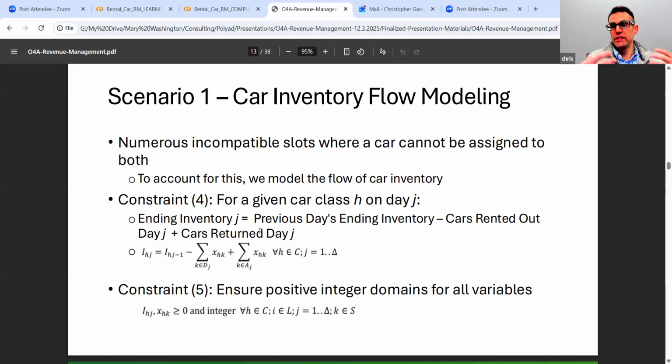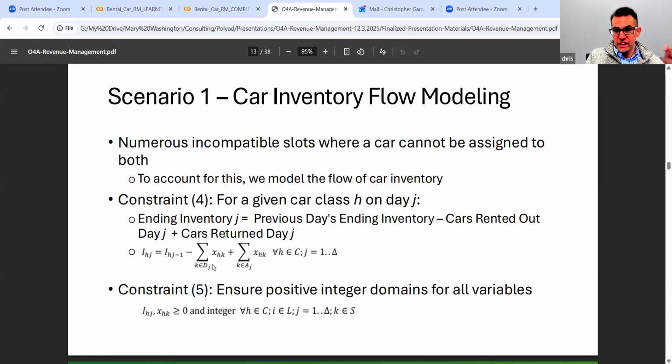Okay, and this is going to give us our inventory flow balance. We just repeat this across all the days in the horizon to make sure that all the cars are properly accounted for. So we're going to write this mathematically, just translating what we have in this first bullet point to the mathematical formulation. We're going to have I_HJ, which is inventory of car class H at the end of day J, is going to be I_H,J-1, so the ending inventory of the previous day, minus the cars rented out on day J, the total cars rented out on day J.